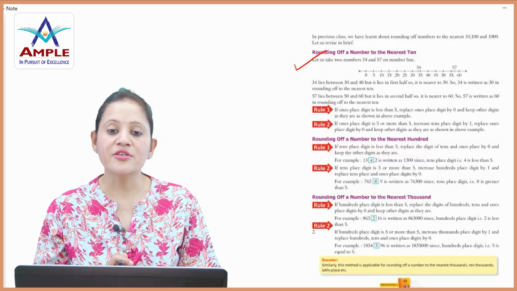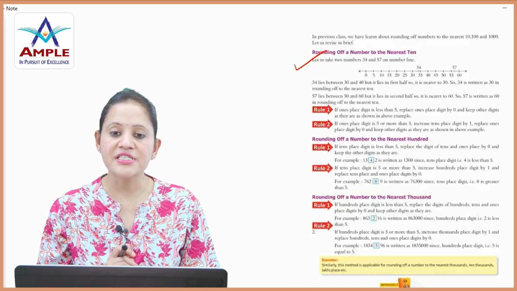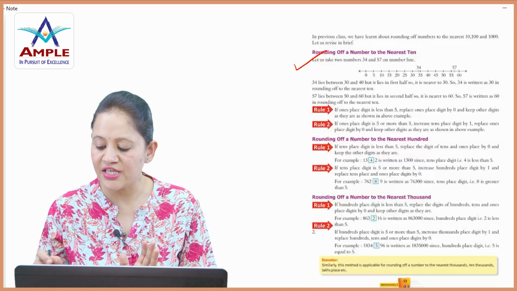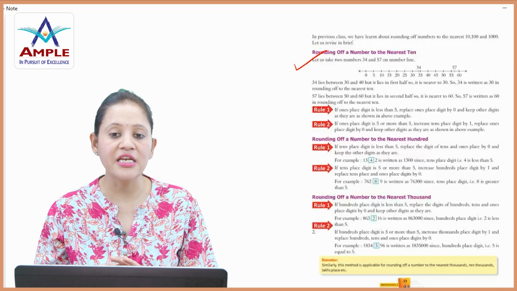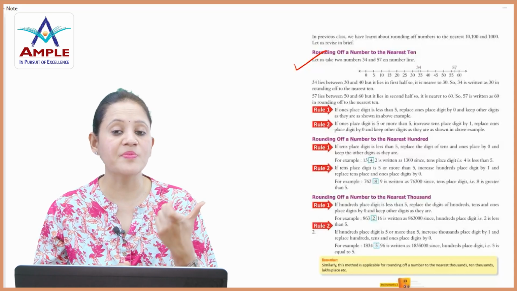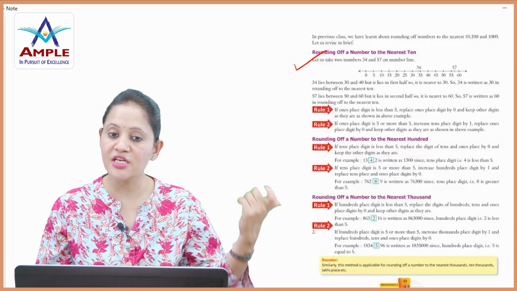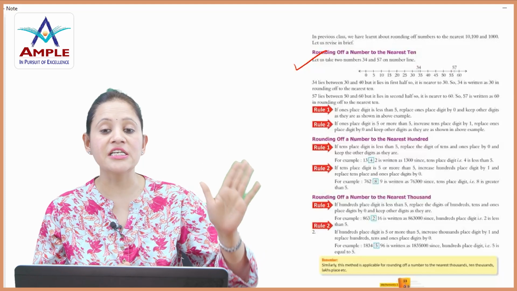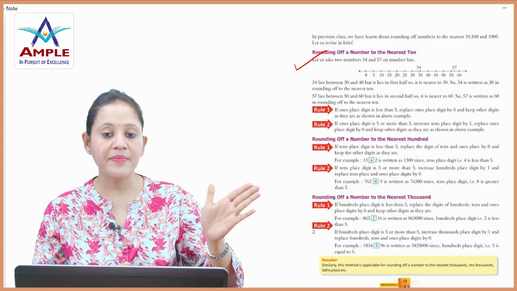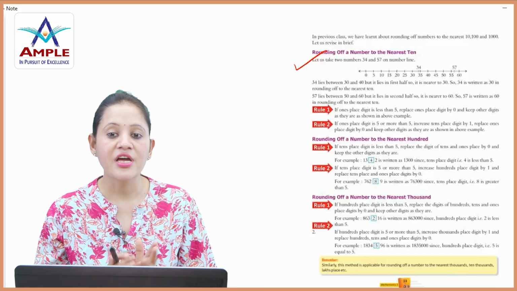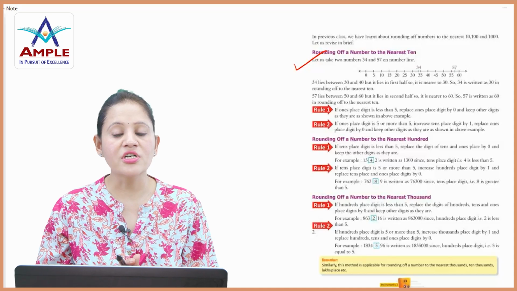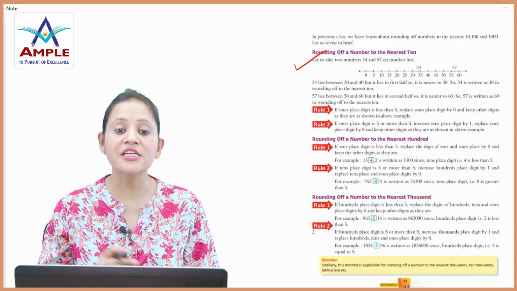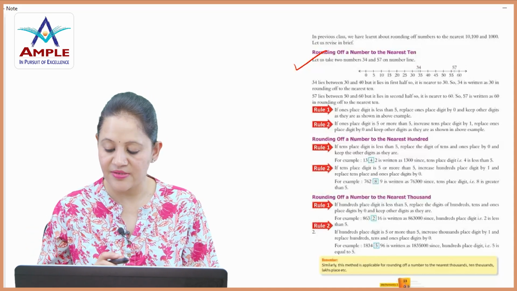Let us mark the two numbers 34 and 57 on the number line. If we see these numbers on the number line, we see that 34 lies between 30 and 40. Which two tens? 30 and 40, but it is nearer to 30 because it lies in the first half. So, 34 is written as 30 when rounded to the nearest tens.